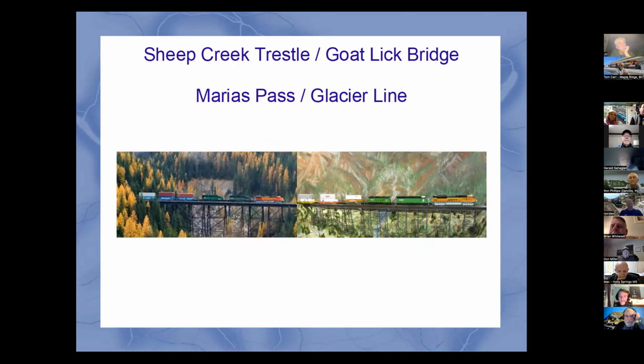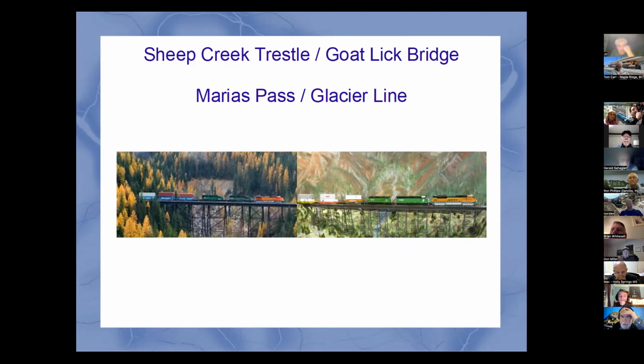This first one you see here, the models are on the right, reality's on the left. This is the Sheep Creek Trestle outside of Essex, Montana. It was so popular for people to stop and look at this area. They finally got smart a few years ago and built a parking lot because they were tired of people stopping on Highway 2 and messing up the traffic. So it's easy to stop there, get a lot of good photos right now.